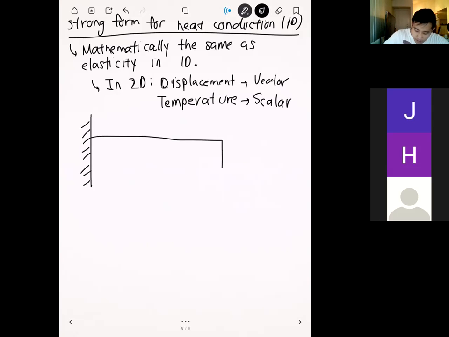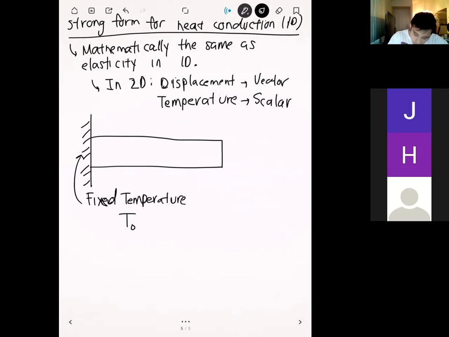So let's say that we have, we'll call it a bar again. And on the left right here, instead of having a fixed displacement, we're instead going to have a fixed temperature. Let's say that temperature is T naught. And then on the right over here, let's say that we have some heat flux. Instead of a stress, we're going to be applying a heat flux. We'll give this a symbol Q bar.